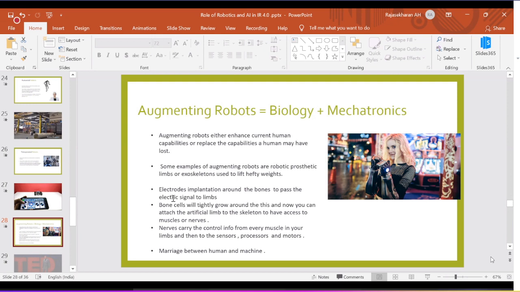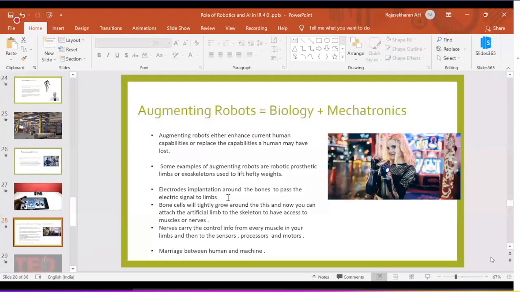So this is one area, and there are also several applications inside augmenting robotics. It's like exoskeletons. This exoskeleton is a robot suit. People who wear that suit get the power to lift heavy weights. So these are different applications that come inside augmenting robotics.